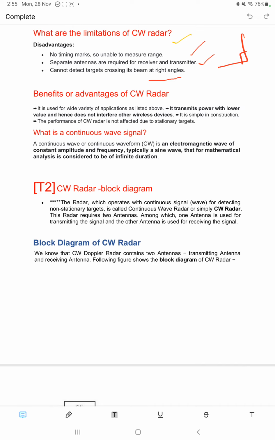It is used in a wide variety of applications. It transmits power at low values and hence does not interfere with other wireless devices. Previously we discussed that continuous wave radar is used for low power transmission in military applications, space stations, etc. Isn't it?